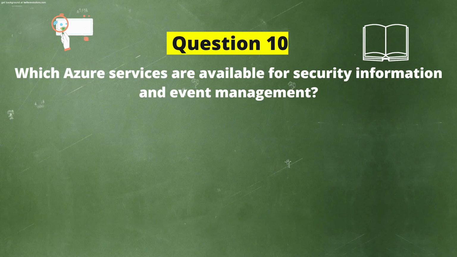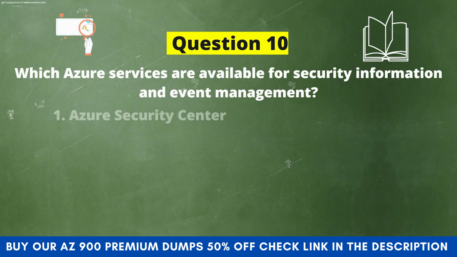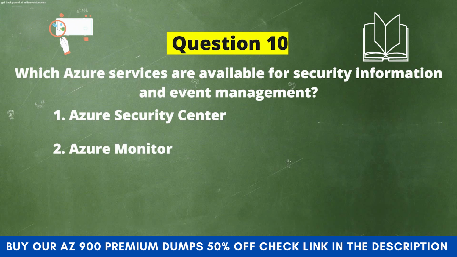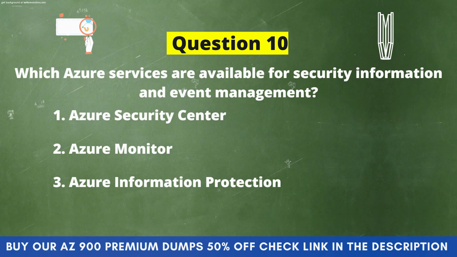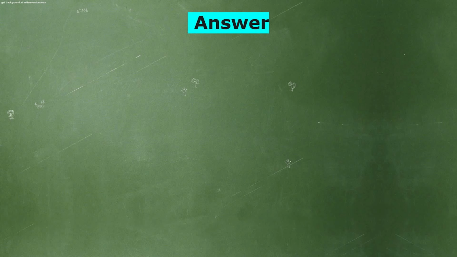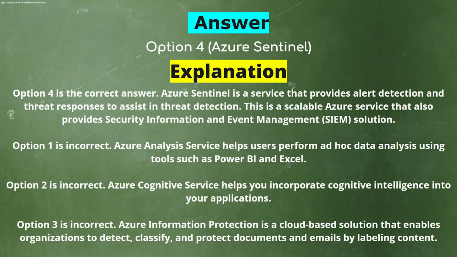Next question. Which Azure services are available for security information and event management? And the options are: 1. Azure Security Center. 2. Azure Monitor. 3. Azure Information Protection. 4. Azure Sentinel. And the correct answer is option 4. Azure Sentinel. Explanation. Option 4 is the correct answer.